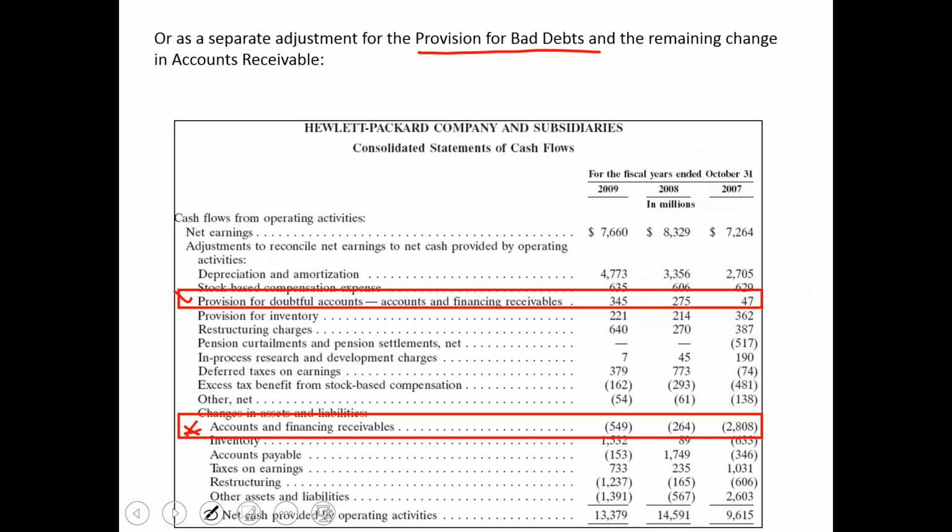On Hewlett Packard, notice instead of calling it allowance for bad debts, they call it a provision for bad debts. And on that provision in the cash flow statement, they show two things. One, they show the income statement piece, which is the non-cash expense, and they also show the change in the receivables account. And so that's how they show the impact on the cash flow statement. So again, it's your choice as to which way you want to show it.